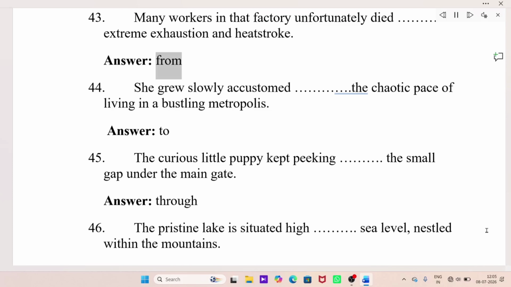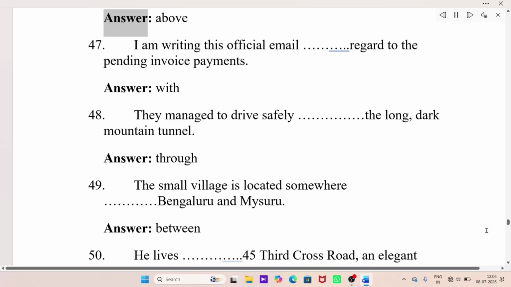Answer: from. She grew slowly accustomed ___ the chaotic pace of living in a bustling metropolis. Answer: to. The curious little puppy kept peeking ___ the small gap under the main gate. Answer: through. The pristine lake is situated high ___ sea level, nestled within the mountains. Answer: above.